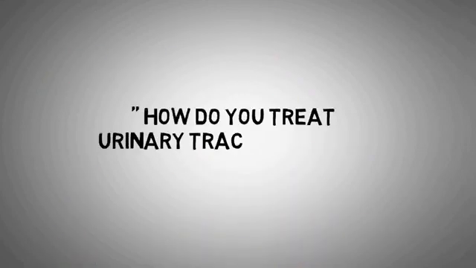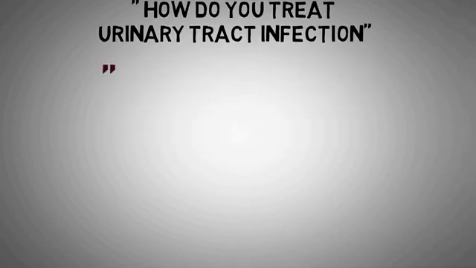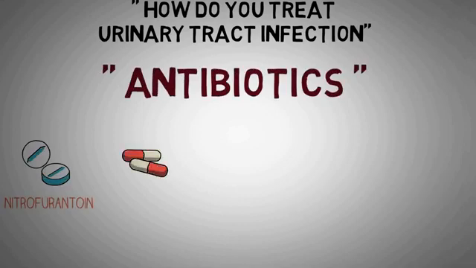The next important question is, how do we treat UTI? Well, we at Math Simplified believe that any medication taken without the guidance of a trained medical professional can have grave consequences. However, the mainstay of treatment of urinary tract infection is antibiotics. Medications frequently used are nitrofurantoin and fosfomycin, which are the typical first-line drugs.